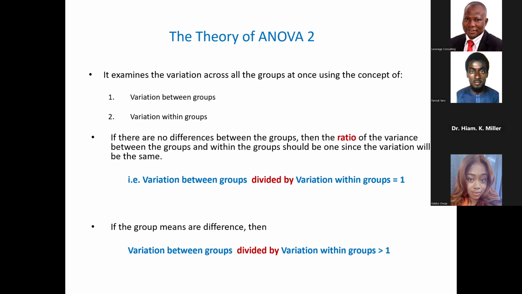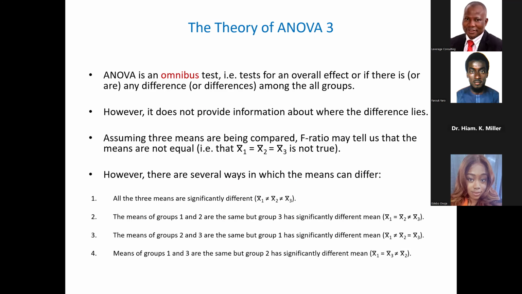If there's no difference between the groups, then the ratio of the variance between the groups and within the groups should be 1, since the variation will be the same. So if there's no variation, the numerator will be equal to the denominator. So variation between groups divided by variation within groups is 1. In that situation, there is no difference among the groups. If the groups differ, then variation between groups divided by variation within groups will be greater than 1.